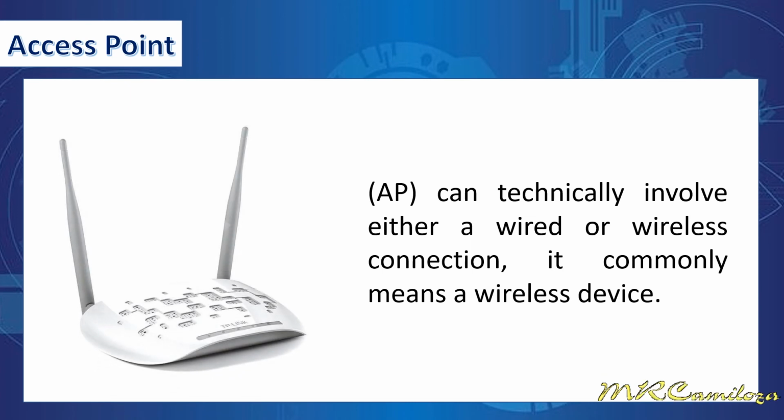Access point, or AP, can technically involve either a wired or wireless connection. It commonly means a wireless device. Access points typically are separate network devices with a built-in antenna, transmitter, and adapter. APs use the wireless infrastructure network mode to provide a connection point between WLANs and a wired Ethernet LAN. They also have several ports, giving you a way to expand the network to support additional clients.